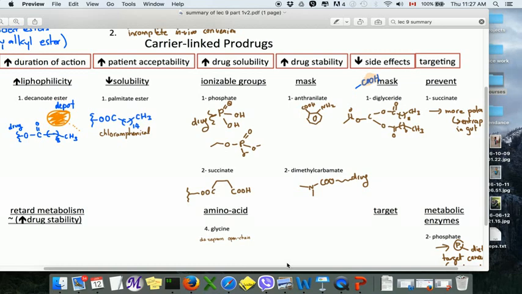Anyone of your choice. The best thing to get the best grades is to put the exact ester. You have to remember some lipophilic esters, please. It's in the lecture, and it's in this summary.